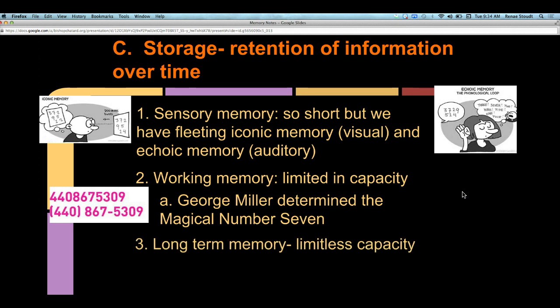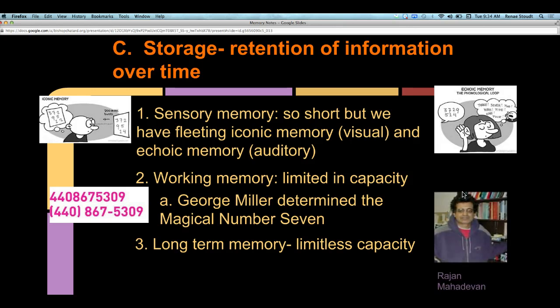Okay. Long-term memory, on the other hand, has a limitless capacity. So in long-term memory, we have a limitless capacity of what we can put in. Now, there are some people that are better at this than others. Your book talked about this guy, Rajan, and I can't even guess to pronounce his last name. I'm not even going to attempt it. Do you remember what he memorized? Pi. He memorized pi.